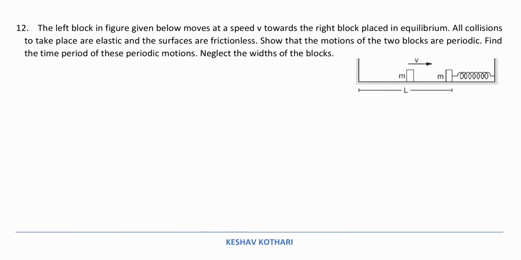So the next problem is stating: the left block in the figure given below moves at a speed v towards the right block placed in equilibrium. All collisions that take place are elastic and the surfaces are frictionless, so that the motion of the two blocks is periodic in nature. Find the time period of these periodic motions. Neglect the width of the block. So this one is based on the concept of collision.